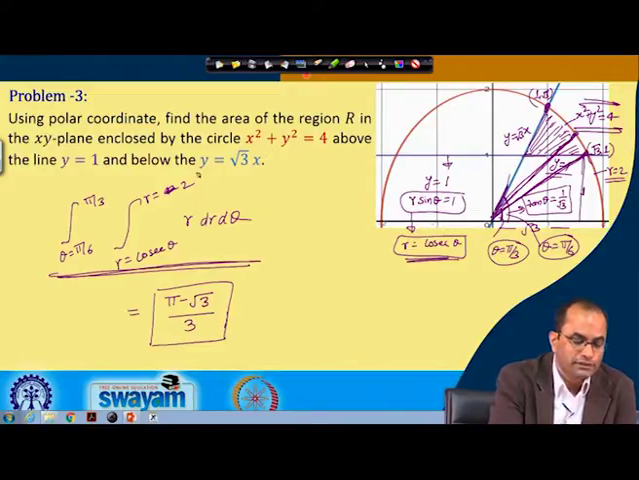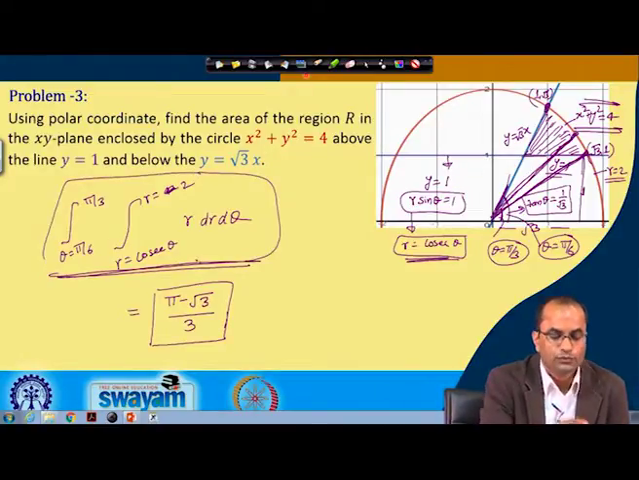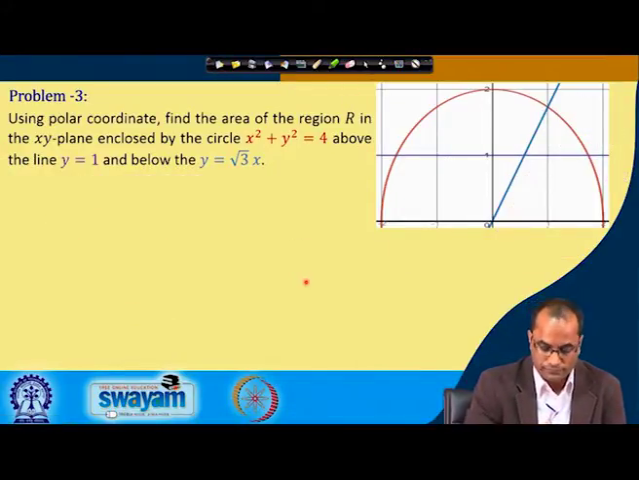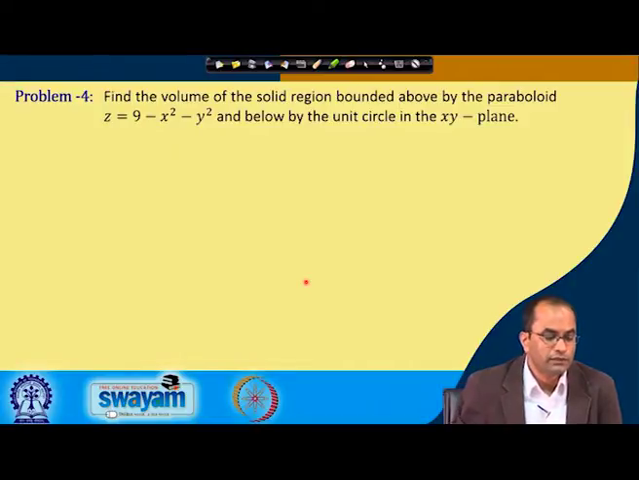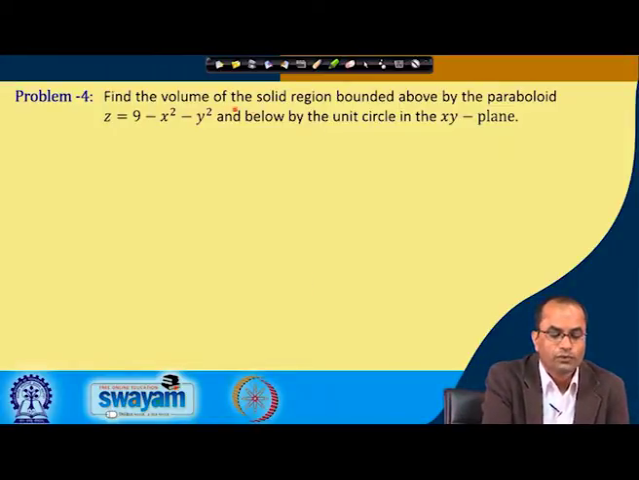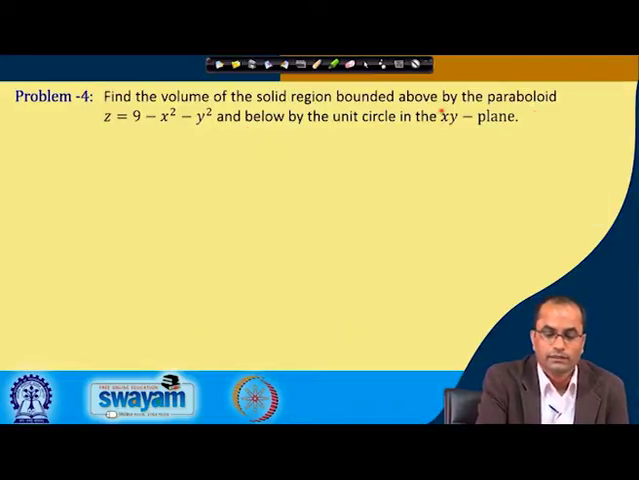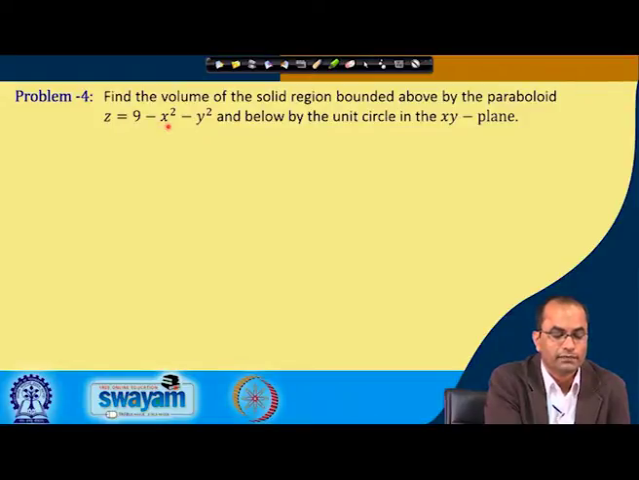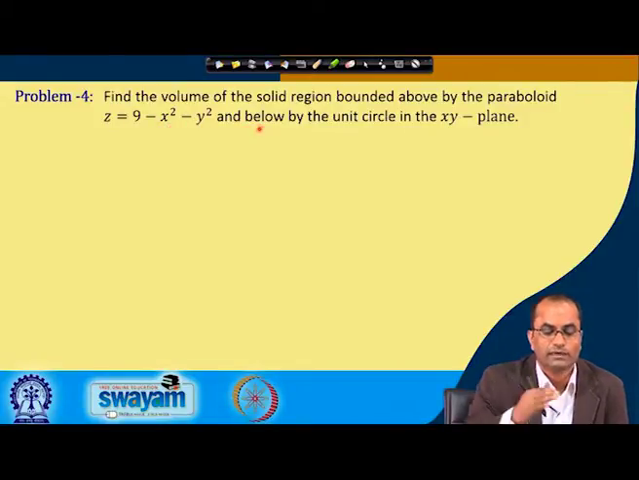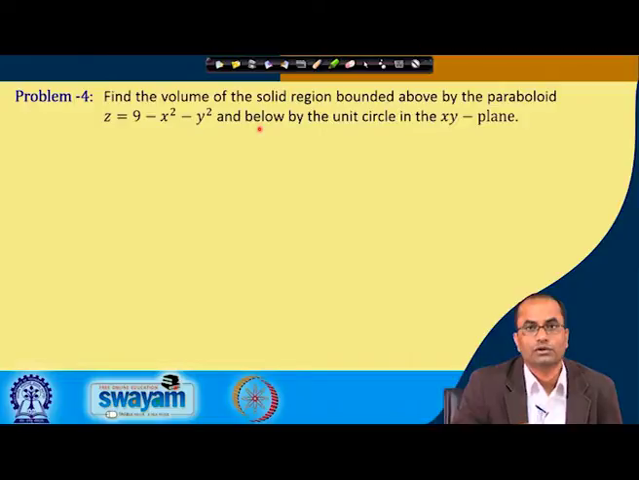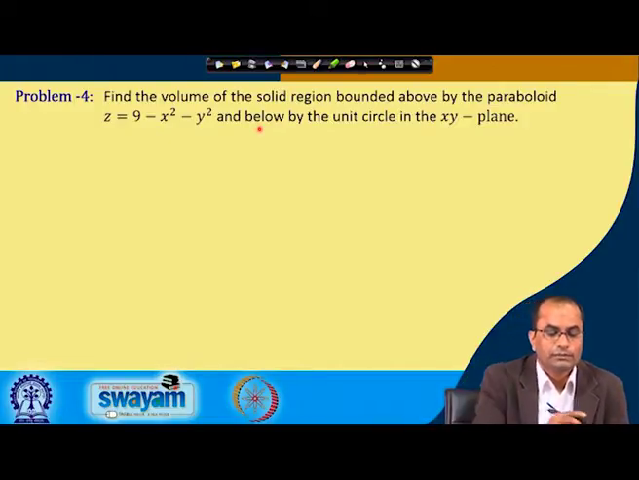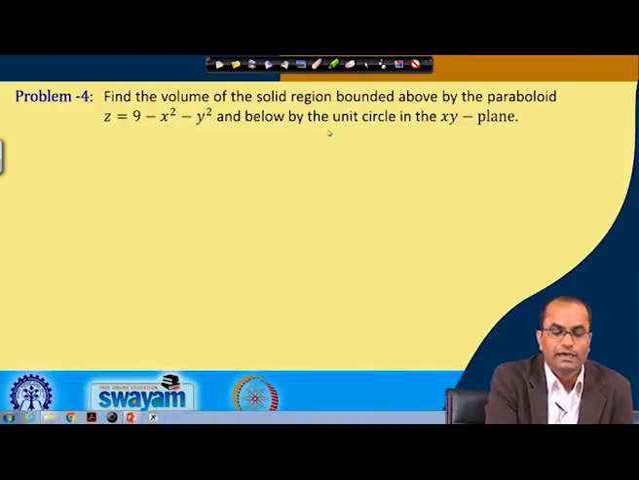So, the important thing is drawing the region and putting the limits of the integration. Moving now to the next problem, we want to find the volume of the solid region bounded above by the paraboloid z is equal to 9 minus x square minus y square, and below by the unit circle. So, above this unit circle we want to get the volume of this paraboloid. So, here again we have the unit circle.